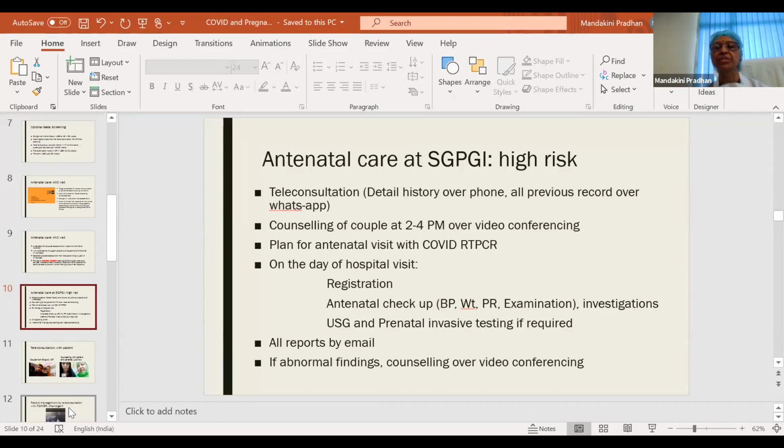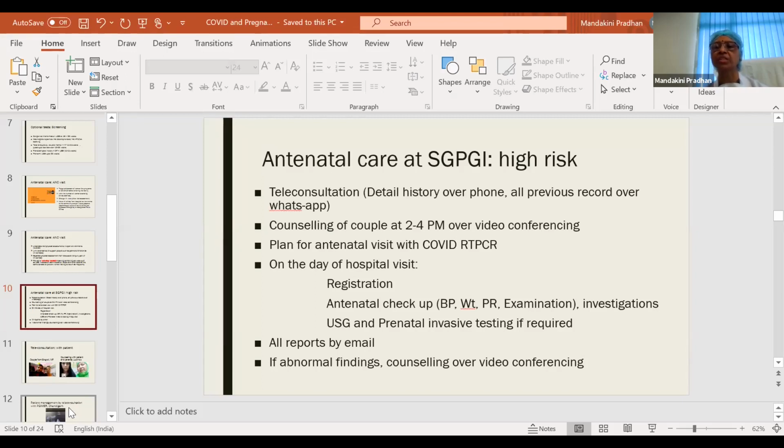Then if the patient is low risk, we usually talk to the gynecologist who has referred them. To talk to the treating obstetrician, we have kept a timing of 10 to 12 a.m. in the morning. If a patient will only be counseled and there is no need for a hospital visit, then we keep that call for 2 to 4 p.m. as a video conferencing call with the patient.